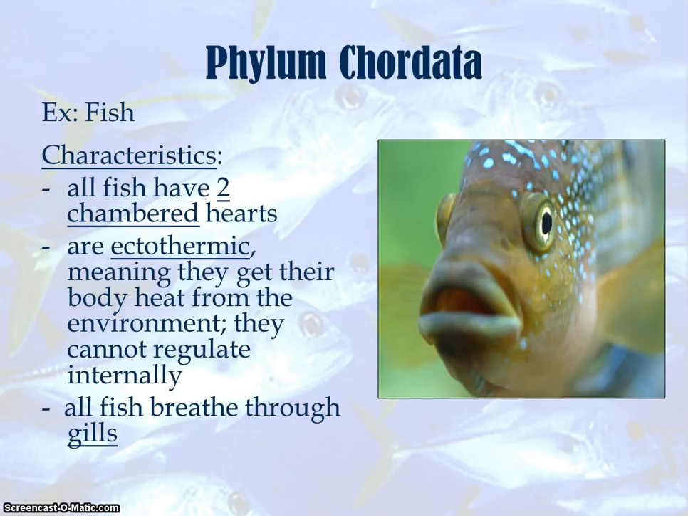So let's start looking at our phylum Chordata. This is the phylum of animals that have a cord or a spinal cord, which would fall into this category. Our fish, for example, have two-chambered hearts. They are considered ectothermic, which means they cannot regulate their own internal body temperature. They have to use their environment around them to regulate their body temperature.